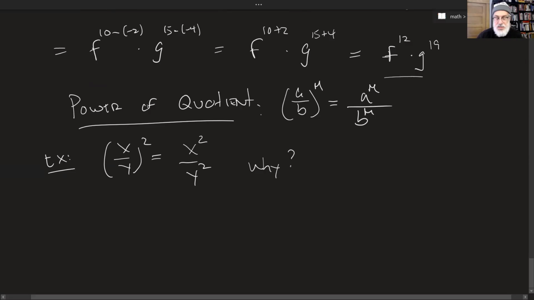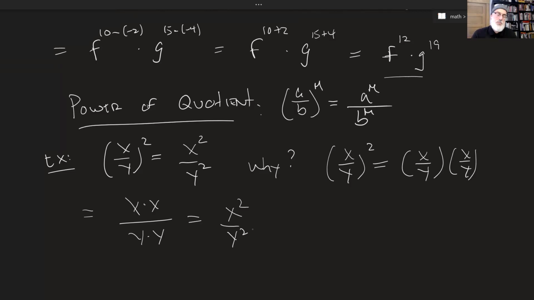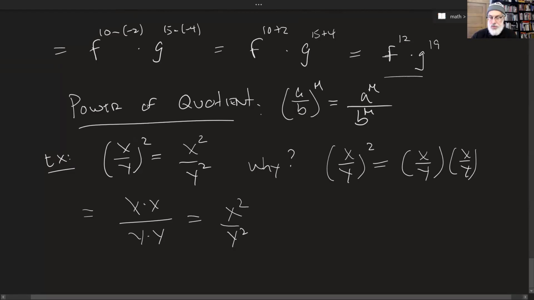So why? Why is that true? Again, this is going to be a shorthand, right? We're taking x over y and squaring it. So we're multiplying it by itself twice. Then we're using associative laws. We're writing it this way, which is x squared over y squared. So you can always apply the rule literally and then work from there, and you'll see that you'll get to the same spot. The quotient rule here, the power of quotients, is a little bit quicker.